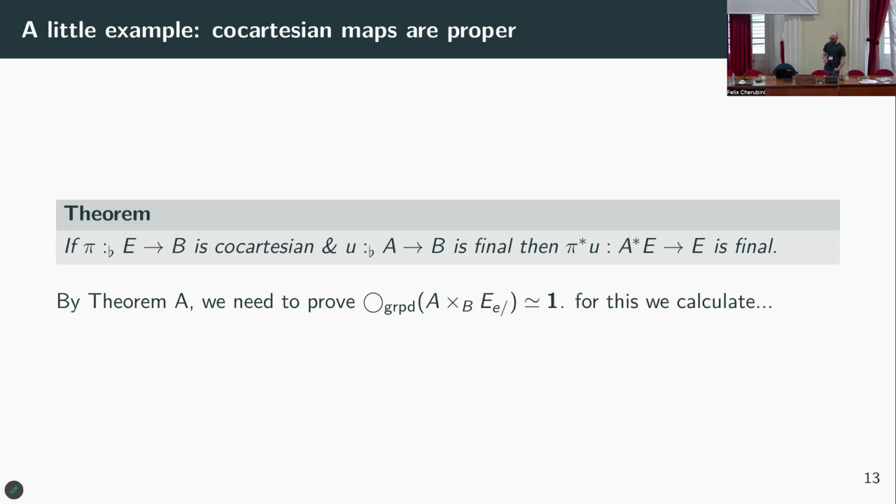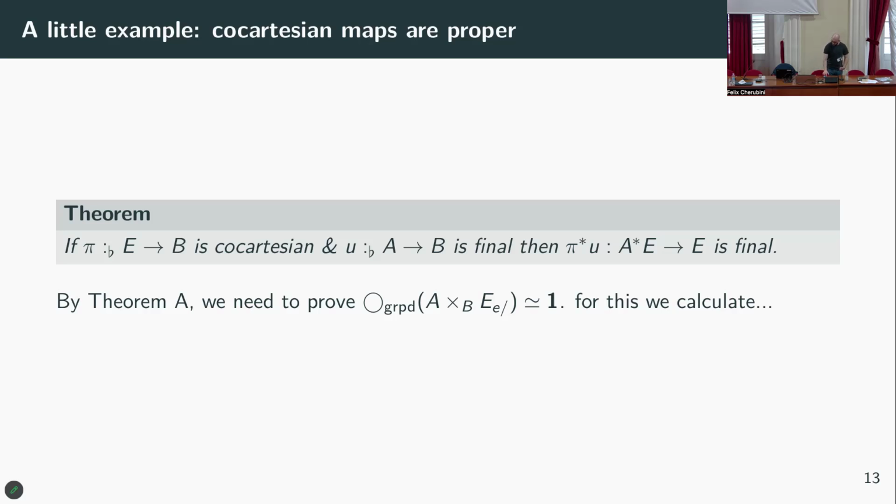And I felt obligated to give a few examples of what it looks like to actually work in this theory. So the idea of how you prove this is we're going to apply theorem A, so that we need to prove that this type up here is equivalent to the unit type. Yeah. And circle groupoid is the reflection from arbitrary types into groupoids. So this inverts all the synthetic morphisms and just gives you a groupoid.